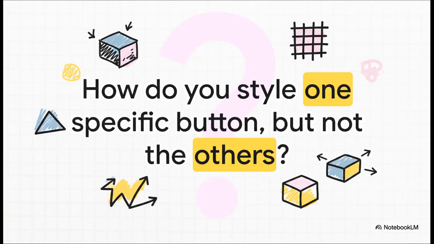Okay, so here's a classic problem you're going to run into immediately. Imagine you've got 3 buttons on a page, maybe subscribe, join, and tweet. If you just write a style for the button element, all 3 of them are going to turn red. But what if we only want to target one? How do we do that?